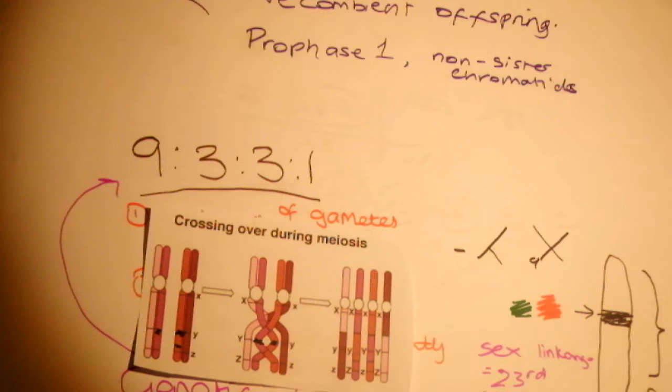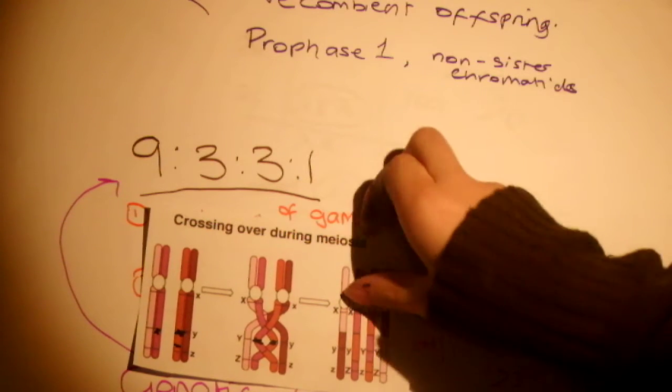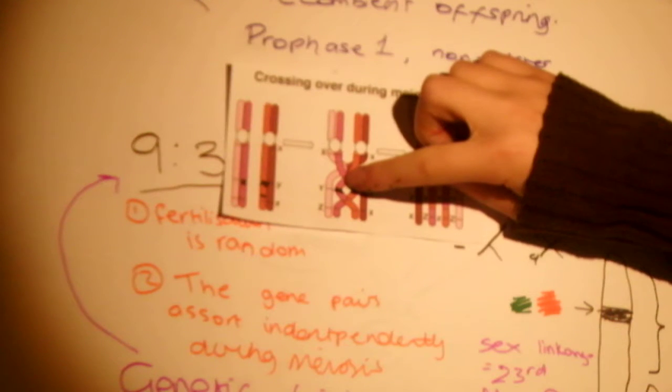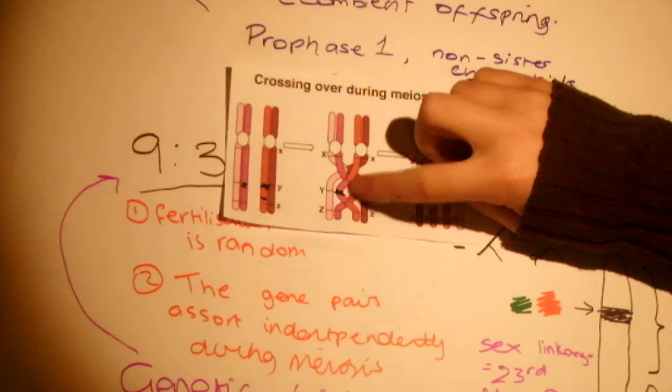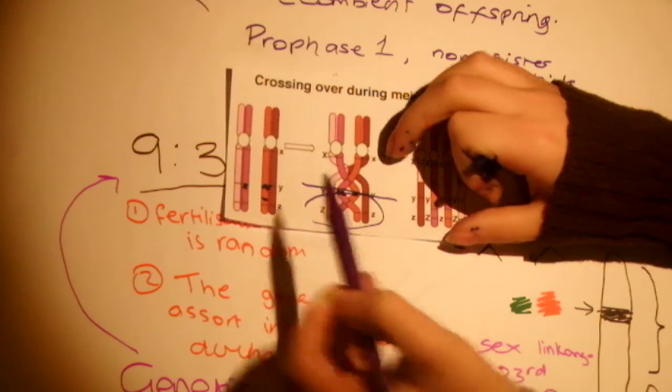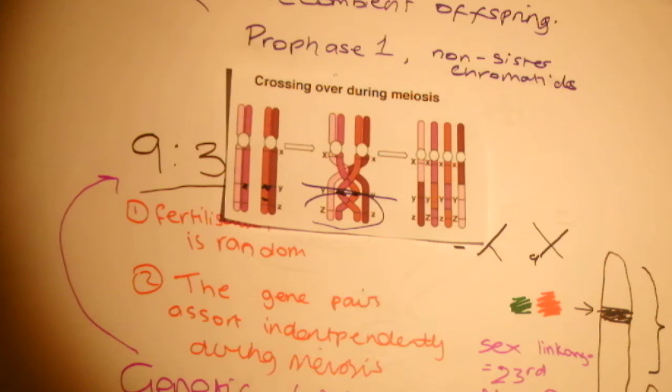As they break at the same point, any gene located below the point of break will be exchanged as a result of the recombination, forming a new gene combination. So as you can see here, if they break here, any gene located here will be exchanged as a result of the recombination, and this can form new gene combinations, meaning that it's a recombinant offspring, because it's not the same gene combination as the parent.